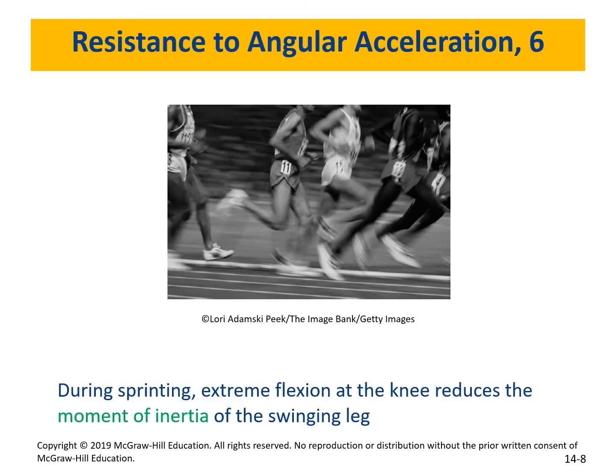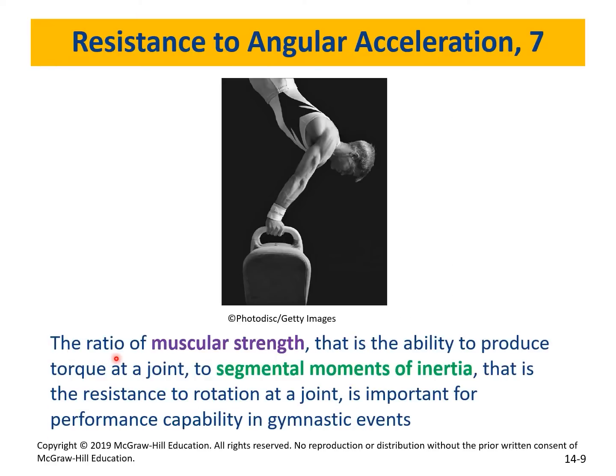Another biomechanics example: there is something called the ratio of muscle strength. So how do we measure strength? Newton, right? It's force, correct? If you divide muscle strength by the segmental moment of inertia, this ratio is actually very important in performance development. So the ratio of muscle strength is the ability to produce torque. What is the definition of torque? It's force multiplied by the distance, right? That's torque, which is moment. Force multiplied by the distance.